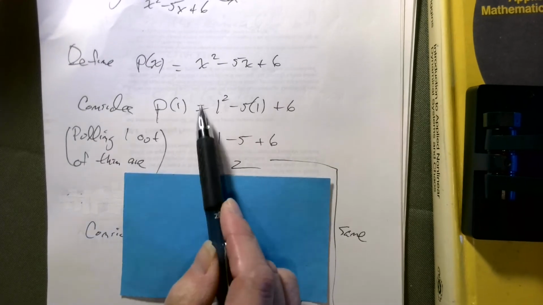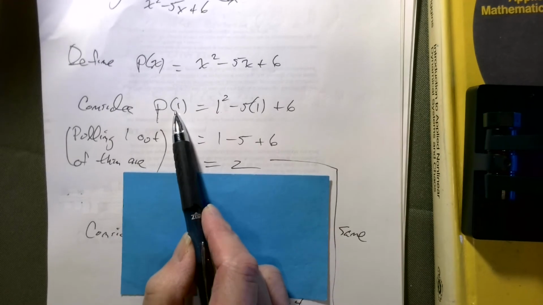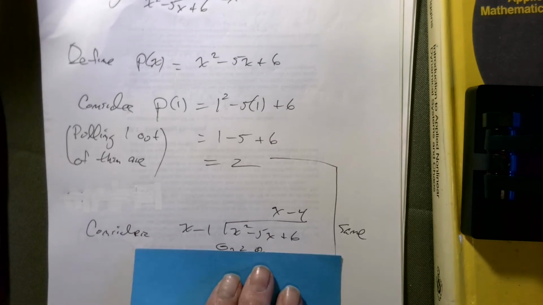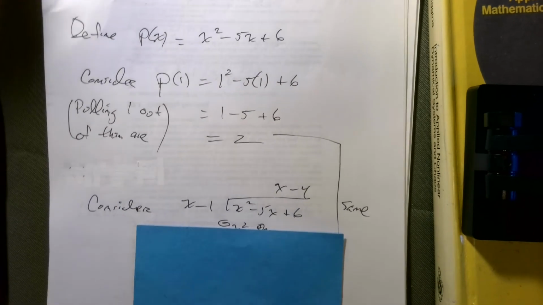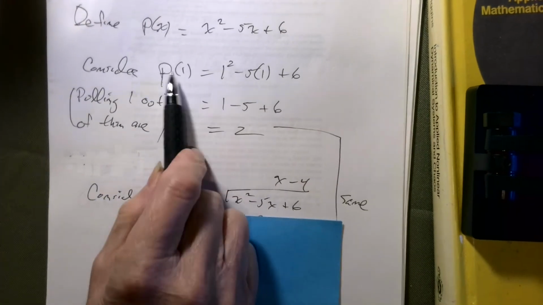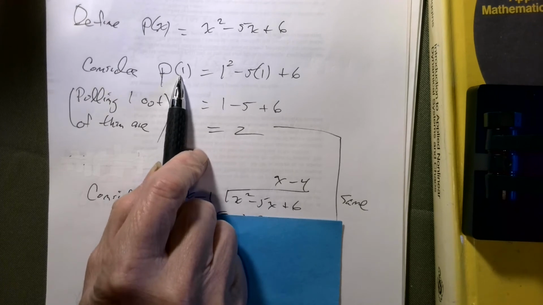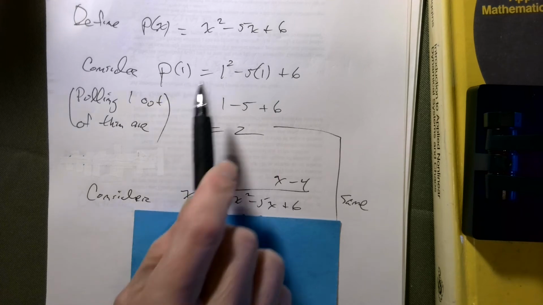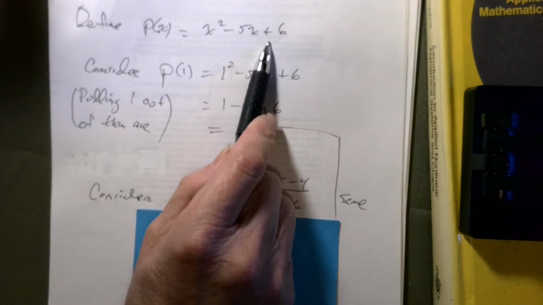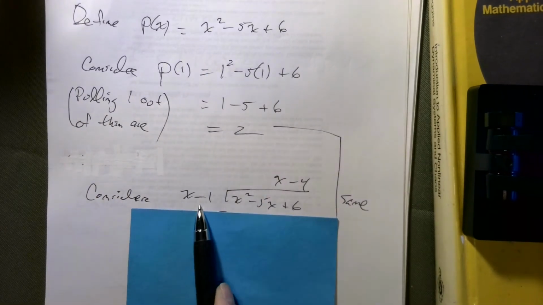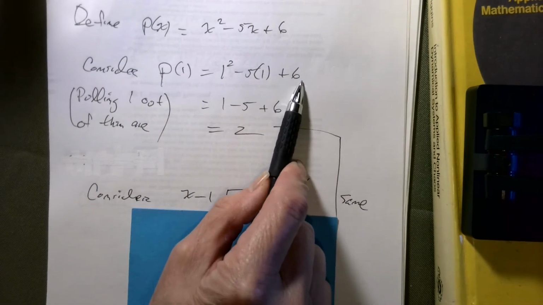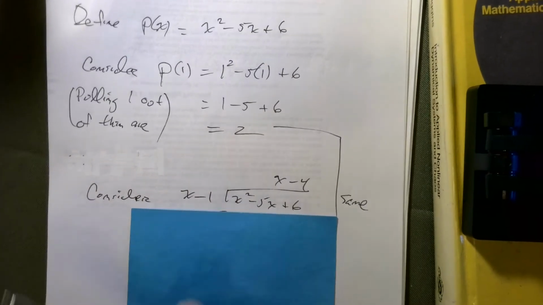Again, where did I get the 1? I just pulled it out of thin air. But I'm trying to remind you about long division. What I'm going to do now is take x minus this number and divide it into this. Now, if I pick correctly, if x minus 1 is really a factor of this, we will get a remainder of 0. Let's see what happens.